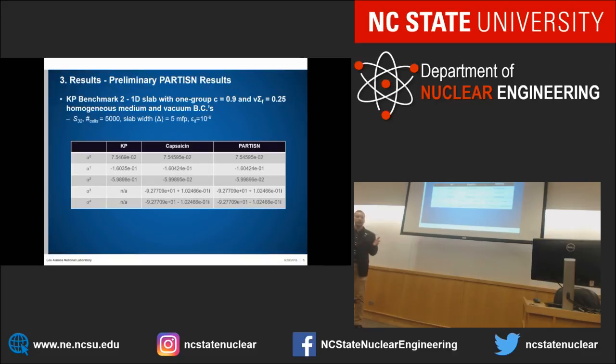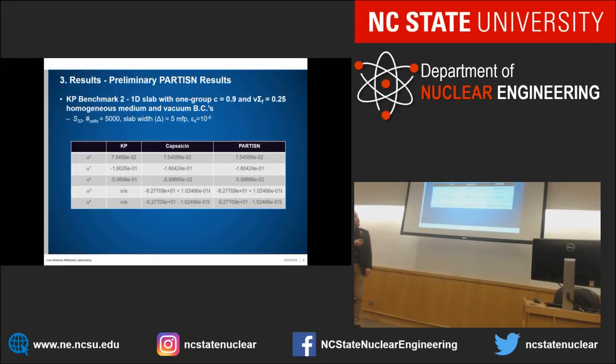This is a great sanity check because we're using the same discretization parameters as Capsaicin. We're using the same solver as Capsaicin. We should be getting the exact same results, and we do. The next question is whether or not we agree with the semi-analytic benchmark, which is taken to be the correct answer. And basically, we do.